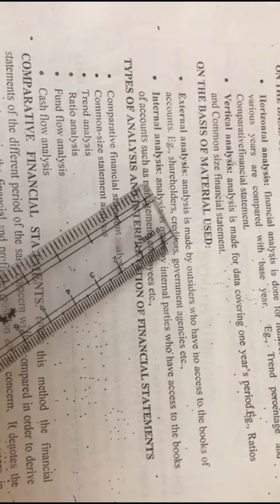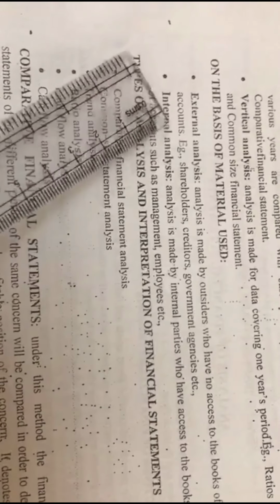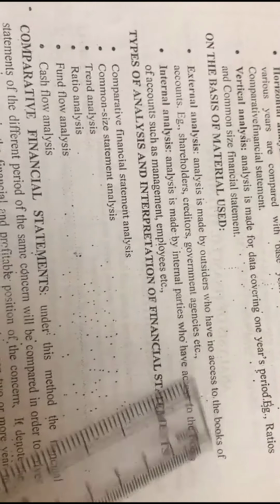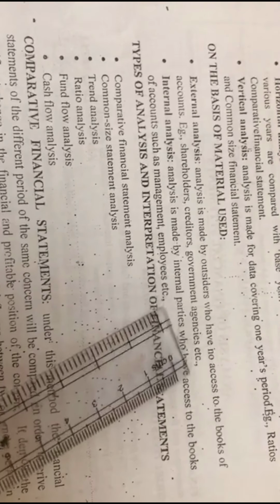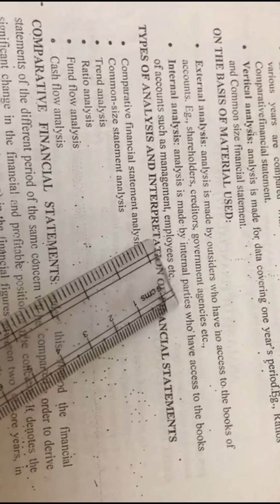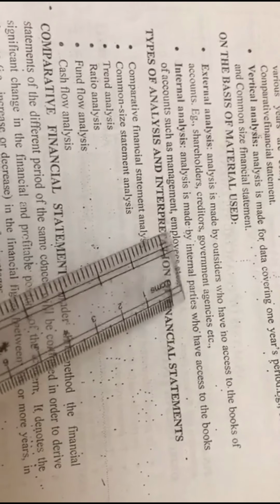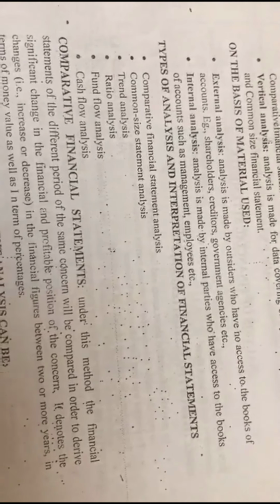External analysis is an analysis made by the outsiders who have no access to the books of accounts, that is, shareholders, creditors, government agencies, etc. And internal analysis is the analysis made by the internal parties. Who are these internal parties? Those who have access to the books of accounts, such as management and the employees.